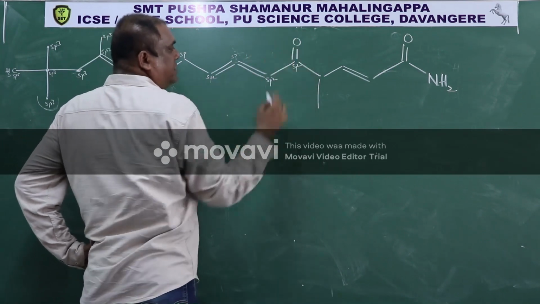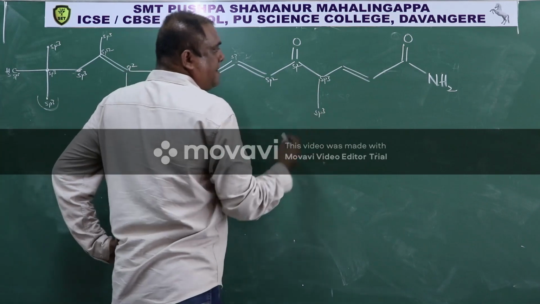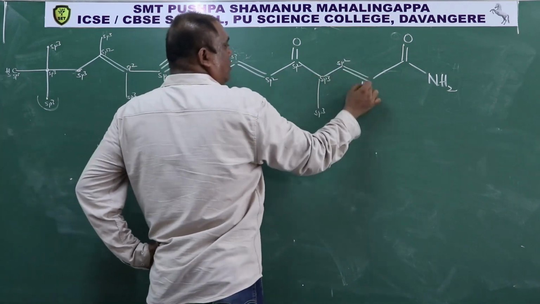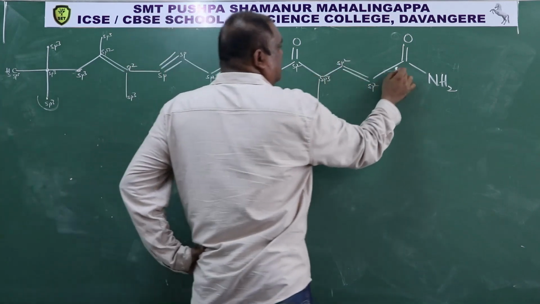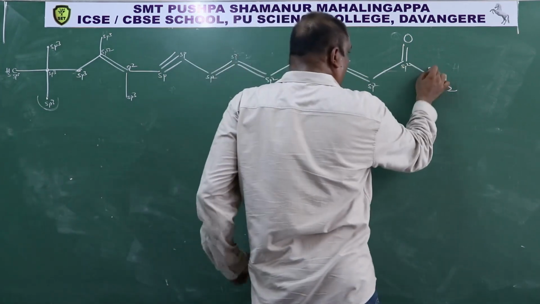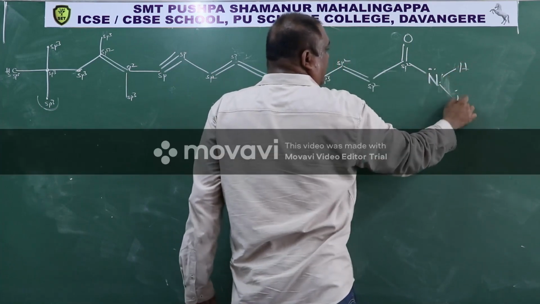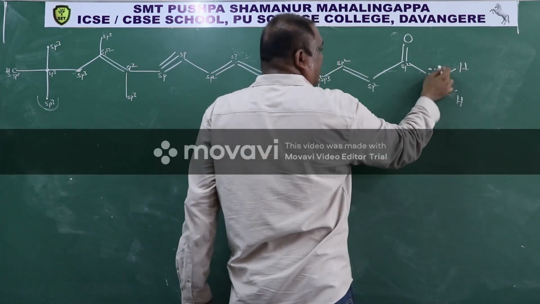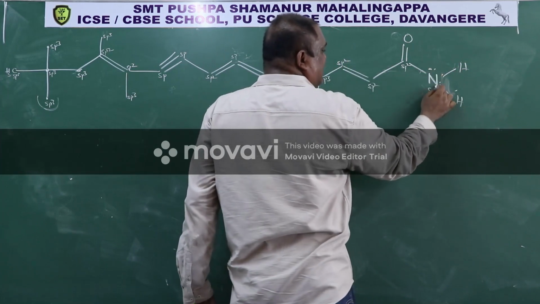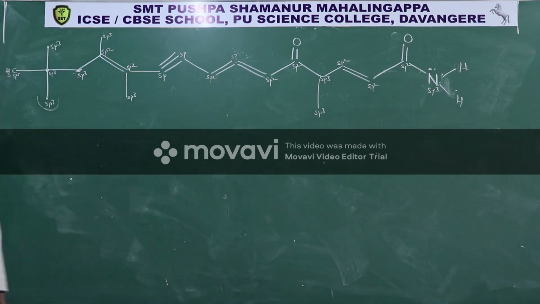This is no hybridization. This is sp3, this is sp3. Here sp2, sp2, this is sp2. Then this nitrogen has 1 lone pair and 2 bond pairs with 2 hydrogens. So 3 bond pairs, 1 lone pair, total number of electron pairs 4. Hybridization is sp3. Like this I will predict.